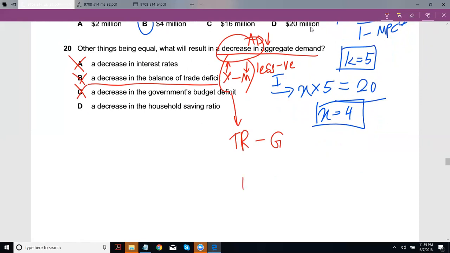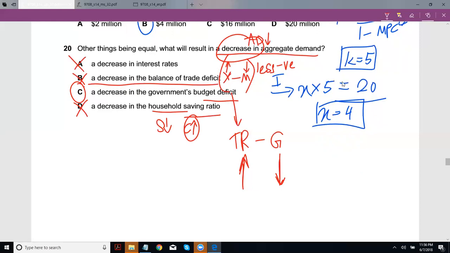So here you want tax revenue to go up. You want more to be taxed and less to be spent, and that makes sense because you're moving away from a deficit. You're going towards a surplus, or your deficit is decreasing. So you have relatively more tax revenue and relatively less government expenditure, and that decreases aggregate demand. If households save less, they obviously consume more, so that increases aggregate demand, not decreases it.